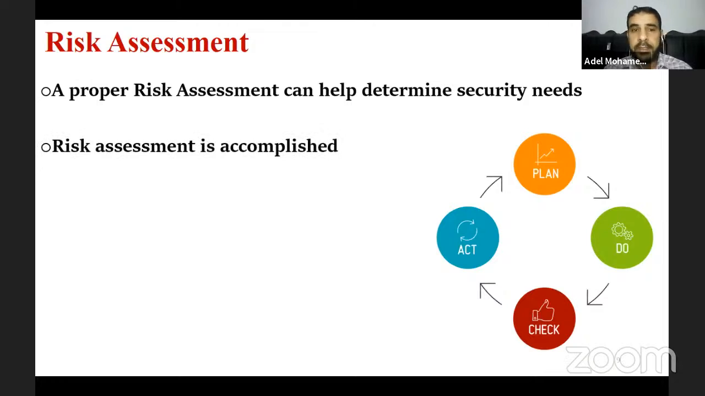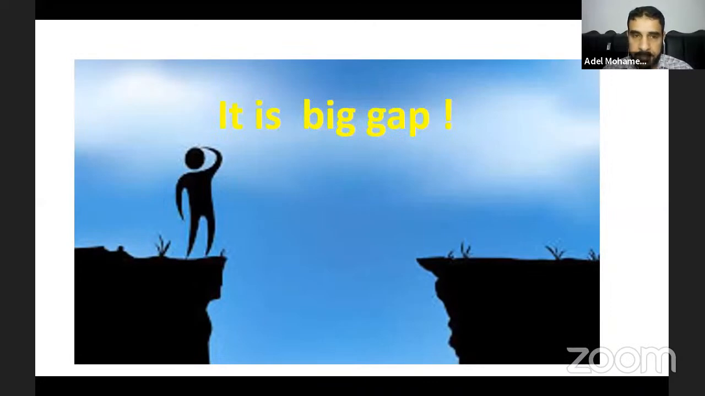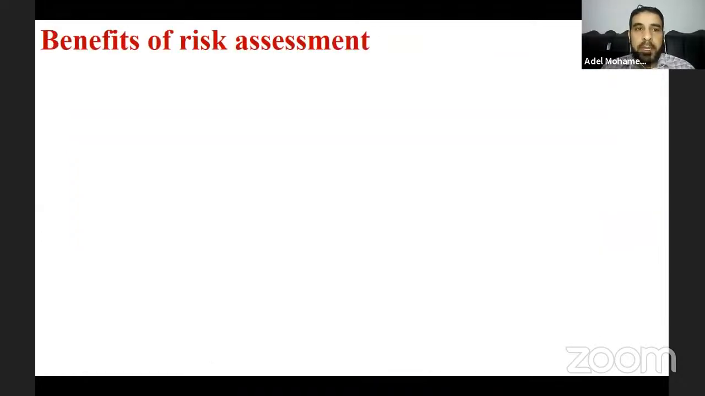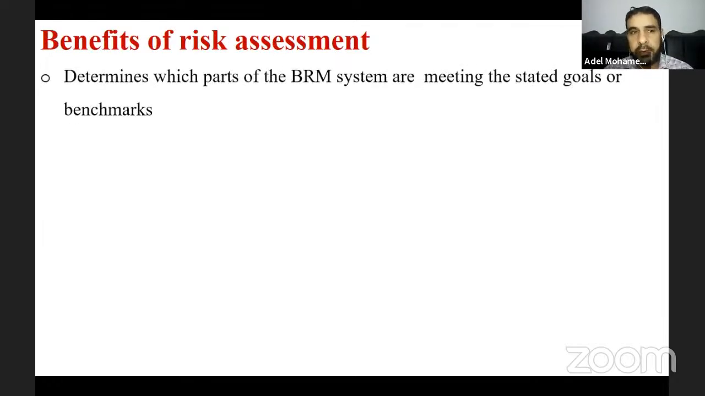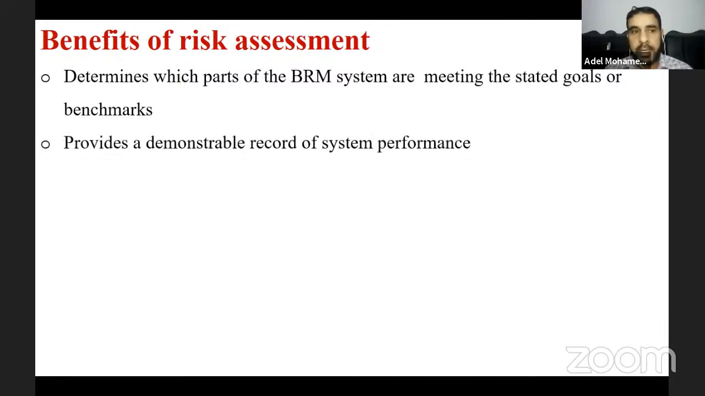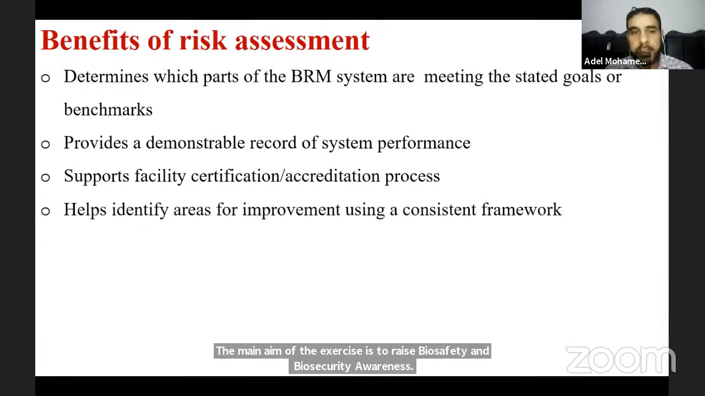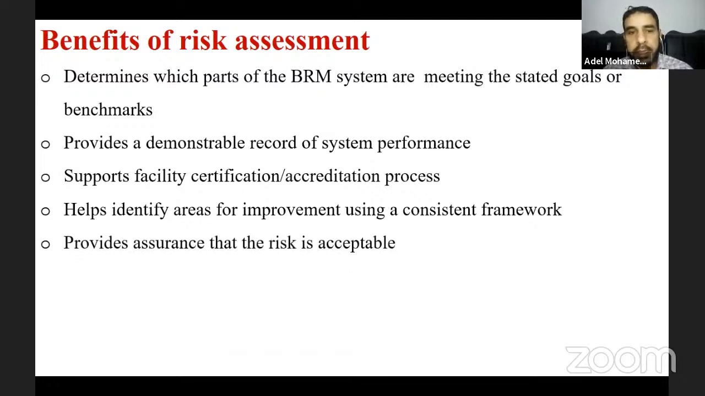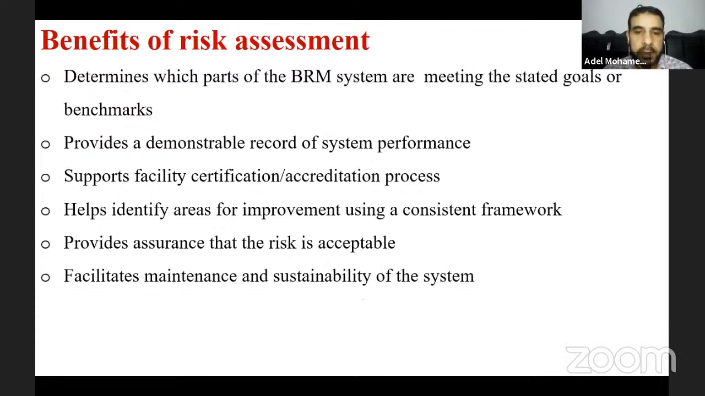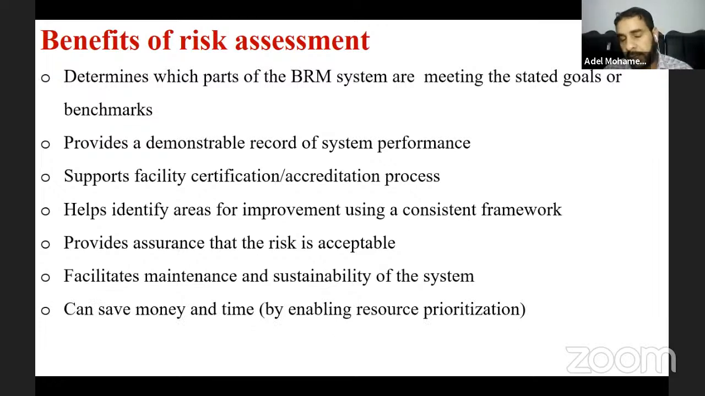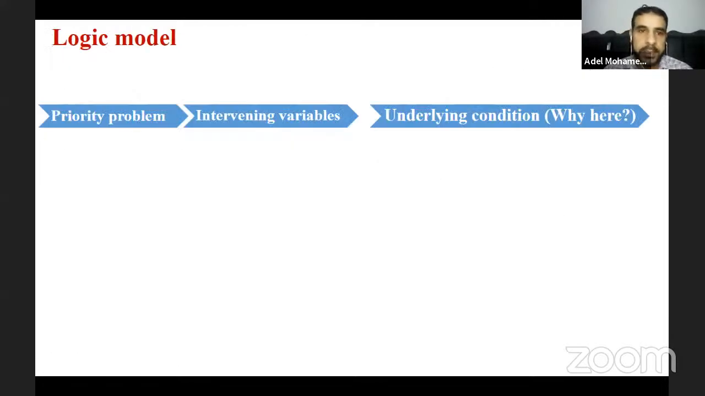And also, if the risk assessment is accomplished, what's going to be the next step in our planning? As I said, the gap is so big in our institution in terms of biosafety and biosecurity. So we start thinking about the benefits of risk assessments, which is stating the benchmarks, provides a demonstrable record of system performance, supports facility certifications and accreditation process, helps identify areas for improvement using a consistent framework, provides assurance that the risk is acceptable, facilitates maintenance and sustainability of the system, and can save money, which is most important, and time. And of course, helps to prevent accidents and incidents.